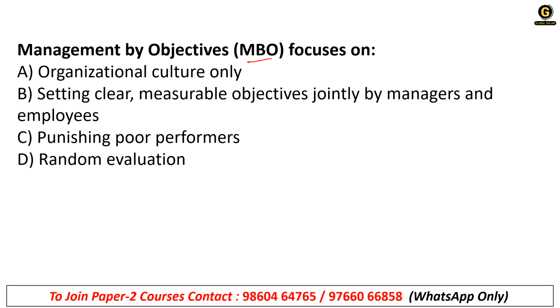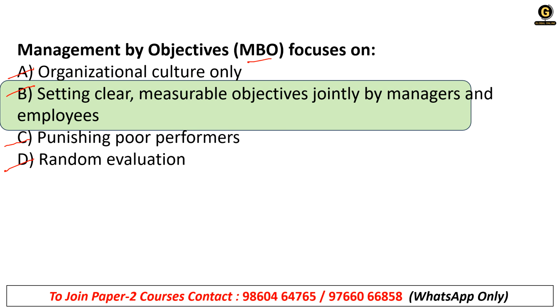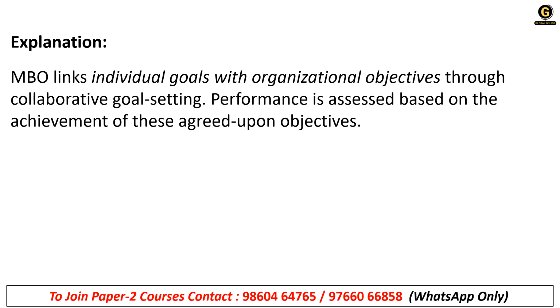Next, MBO, that means management by objectives, focuses on: A, organizational culture only; B, setting clear, measurable objectives jointly by manager and employees; C, punishing poor performers; and D, random evaluation. So management by objectives focuses on setting clear, measurable objectives jointly by manager and employees. MBO links individual goals with organizational objectives through collaborative goal setting, okay, which will be between the manager and employees. So performance is assessed based on the achievement of these agreed upon objectives.